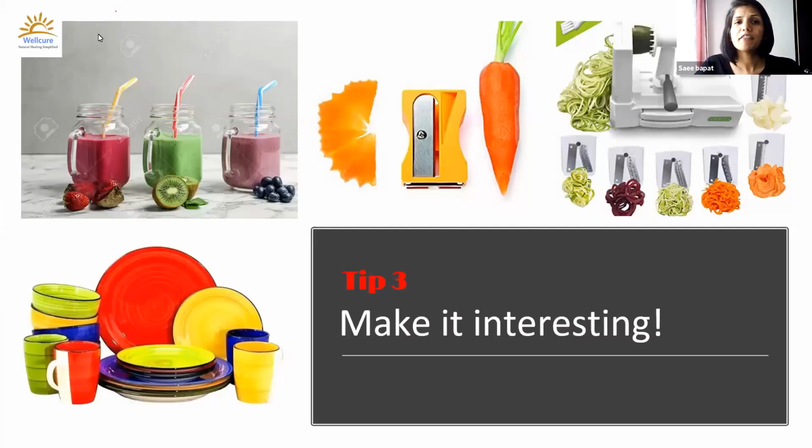So there are so many different utensils and apparatus available in the market. You can invest in some. Generally the young kids like bright-colored cutlery, smoothie bowls, salad bowls, or colorful plates. Then there are some very nice spiralizers where you can make noodles with fruits and vegetables, or different shapes of vegetables. There are sharpeners, so a carrot can be sharpened to get whatever shape.